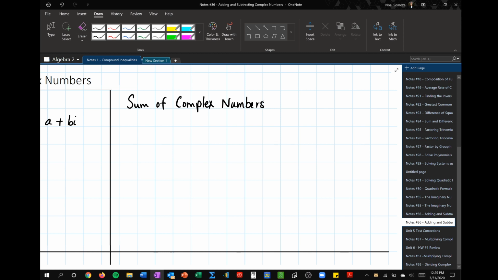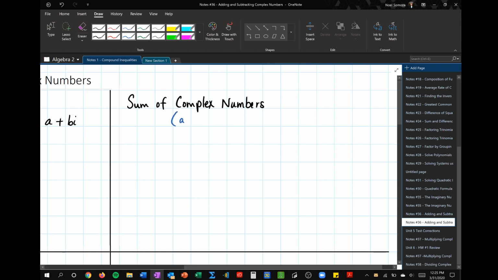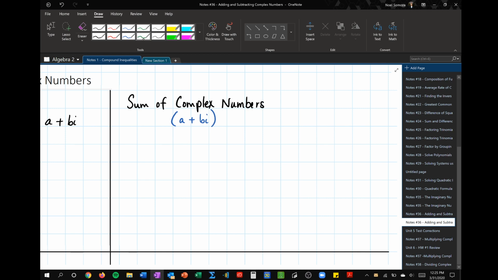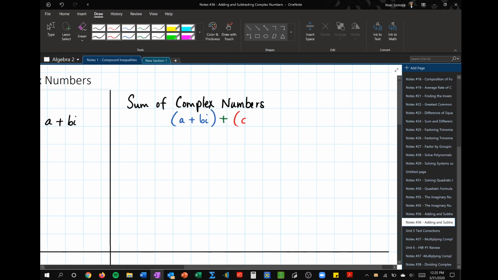The sum of complex numbers will essentially go like this. Let's say you start with one complex number. We'll call it a plus bi. That's your first complex number. Then you want to add it to another complex number, and for that one we use different letters. We'll call it c plus di. Here is how it works.